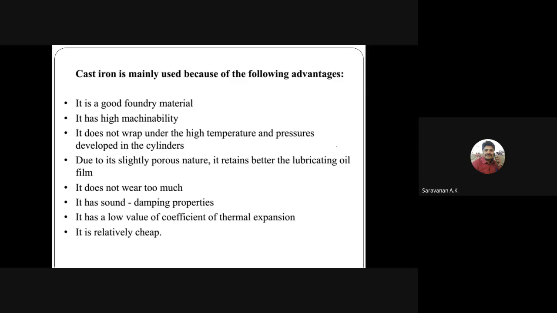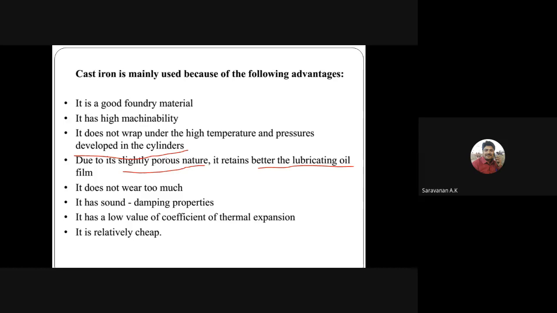It is good for casting materials and has high machinability, and it does not warp under the high temperatures and pressures that will be developed in the cylinders. It is slightly porous in nature, so it can give better lubrication films. It can retain lubricant on the cylinder walls, and it does not wear too much.